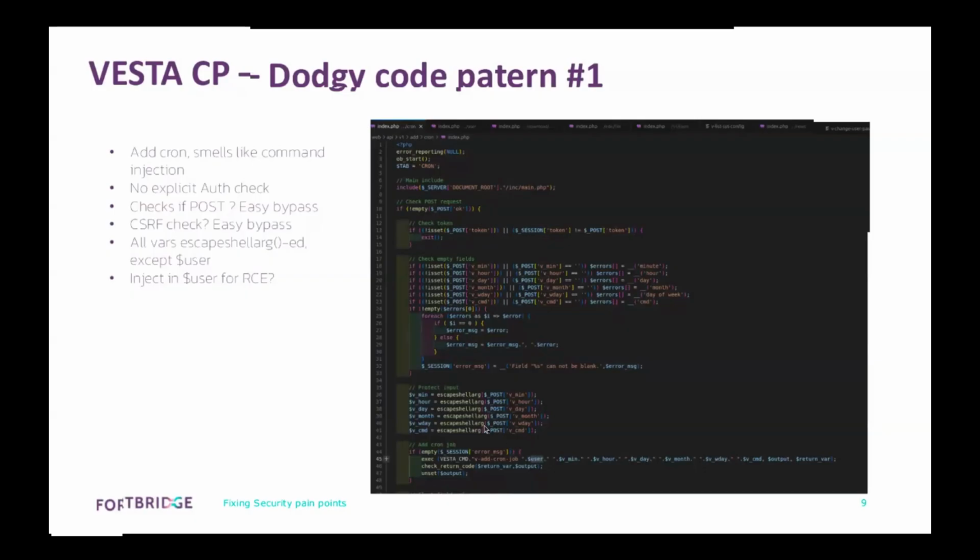When they process all the input here, they pass it through escapeshellarg, which is good. That's a good pattern for the developers. So good for them. Now, if we look at the bottom, it calls the function exec. It calls this script called add cron job, and then it passes all these variables. Now, one thing that you will notice here is that the user variable is not going through escapeshellarg, but all the other variables are going through escapeshellarg.